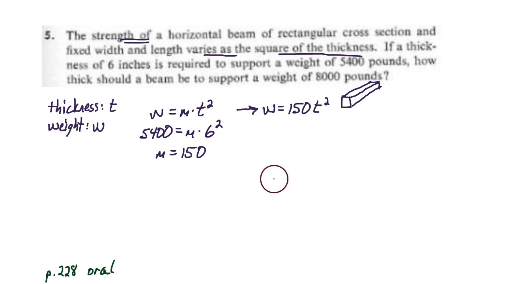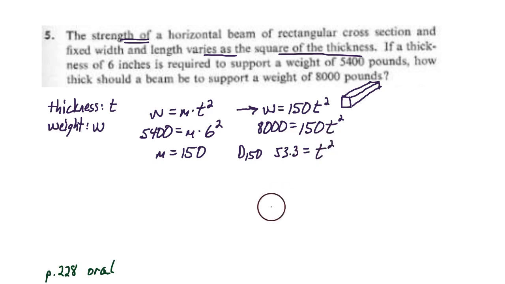The very last sentence asks, how thick should the beam be to support a weight of 8,000 pounds? Let's substitute 8,000 in place of w and solve it for t. Let's divide both sides by 150. Now we have 53.3 is equal to t squared. Now let's take the square root of both sides, and we get 7.3 is equal to t.